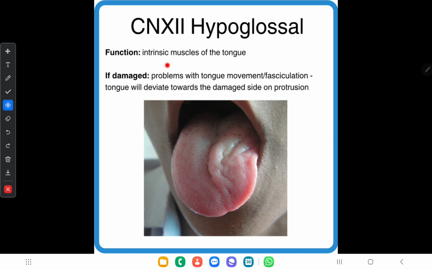That's all I wanted to discuss about this hypoglossal nerve pathway, as well as what happens if there is a hypoglossal nerve lesion, and also how you are going to test the hypoglossal nerve function.